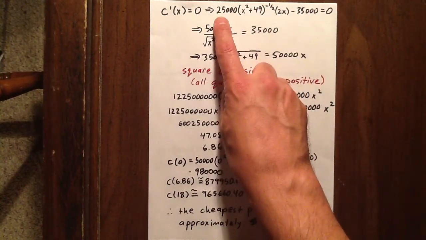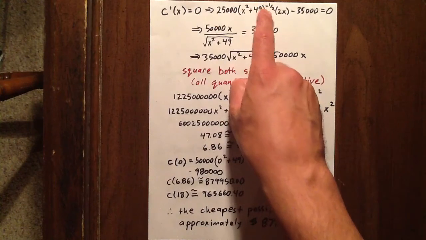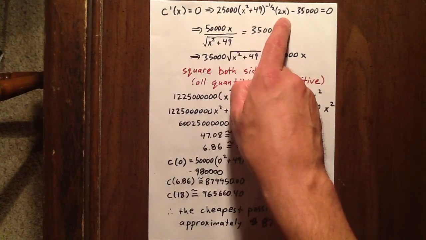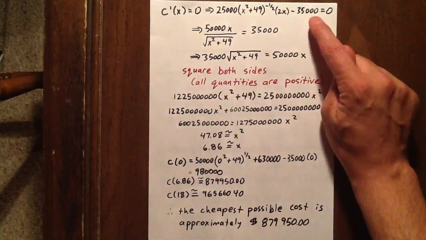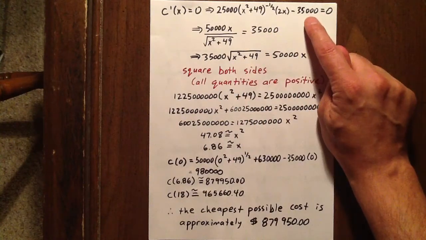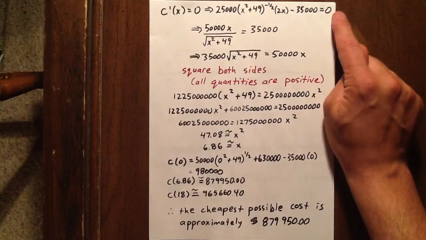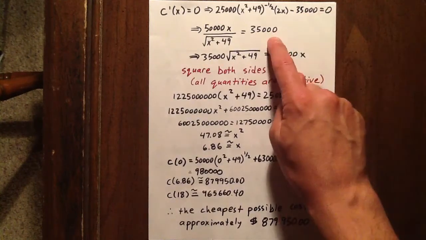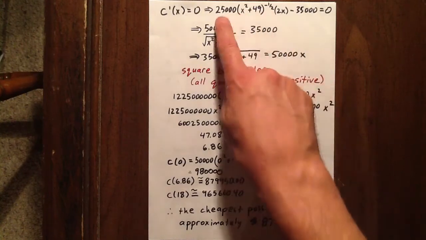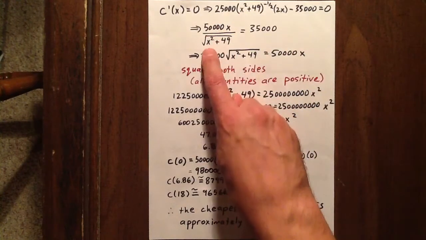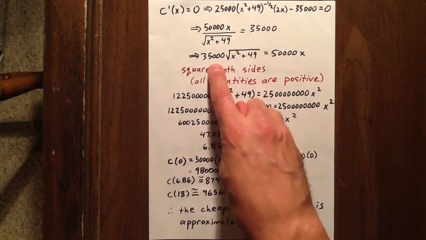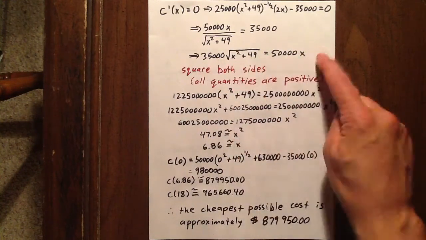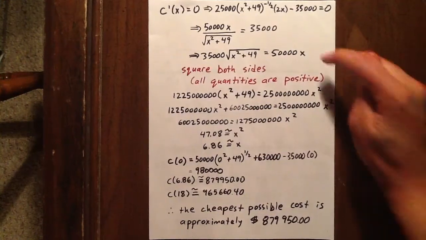So doing that, we have 1/2 times 50,000 is 25,000. Make the exponent negative 1/2 and then take the derivative of what's inside. And the derivative of 35,000x is 35,000, and that is going to equal 0. So adding 35,000 to each side, multiplying here and simplifying a little bit, we get this expression. Multiplying both sides by the square root of x squared plus 49 gives us this value right here.